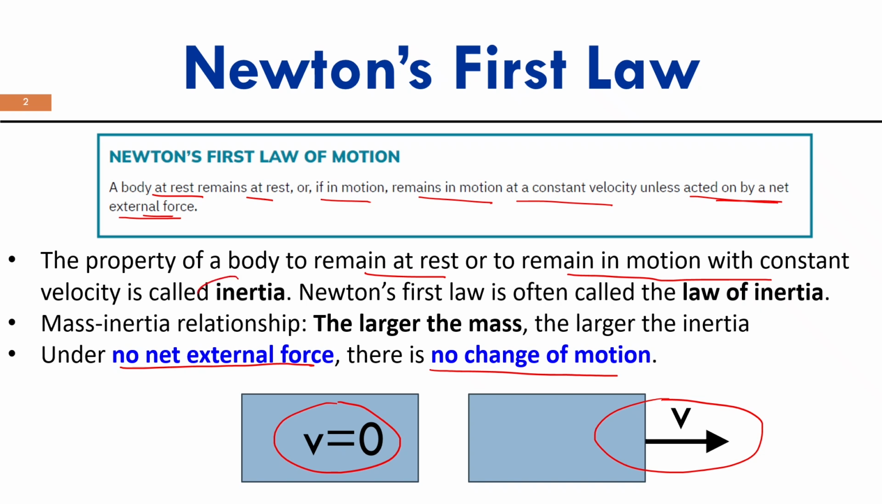So that's why Newton's first law is also called the law of inertia. And the larger the mass, the larger the inertia. So the keywords here are under no net external force, there is no change of motion. Alright, the statement in the law is very straightforward. Now let's put your understanding into a test.